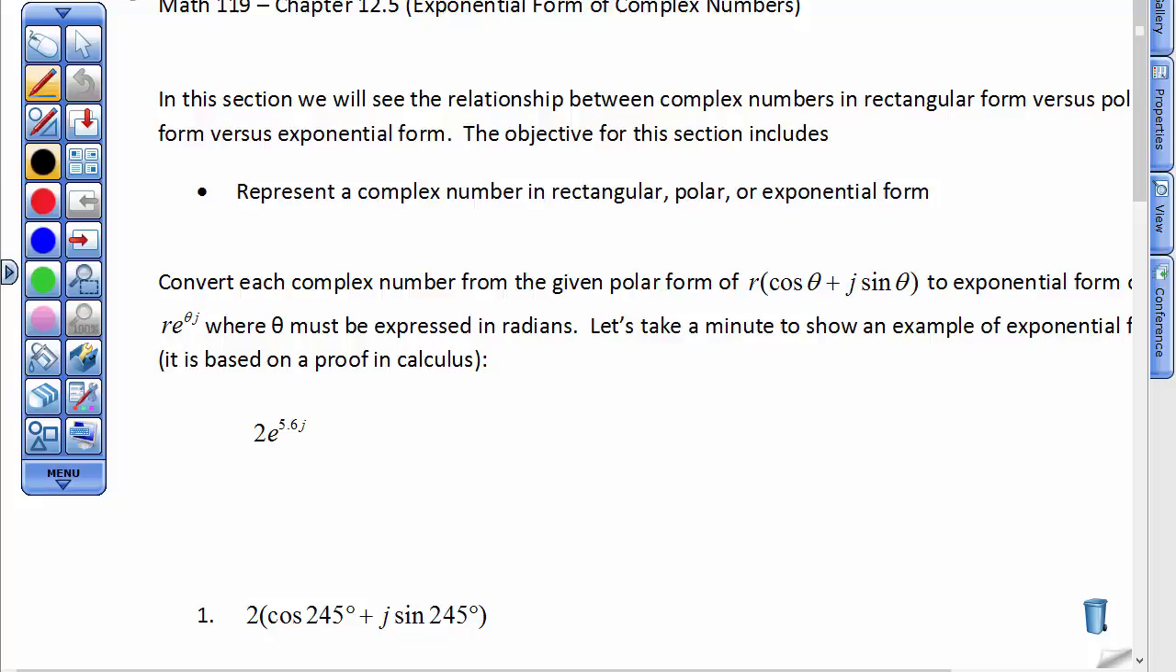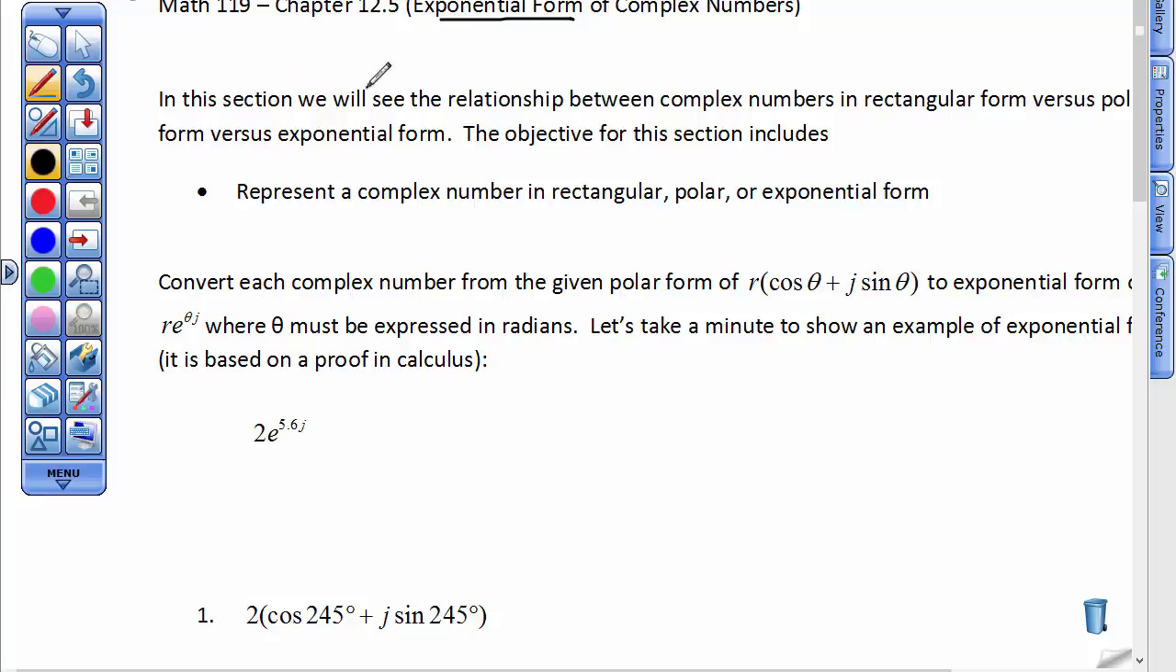In our last section, we studied complex numbers, and we converted them from rectangular form to polar form, and then back again. Well, there's another form of complex numbers, and it's called the exponential form of complex numbers. And it takes us a lot of places and allows us to do a lot of things.